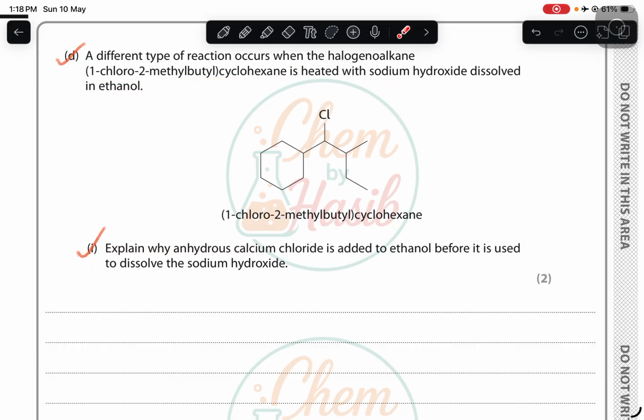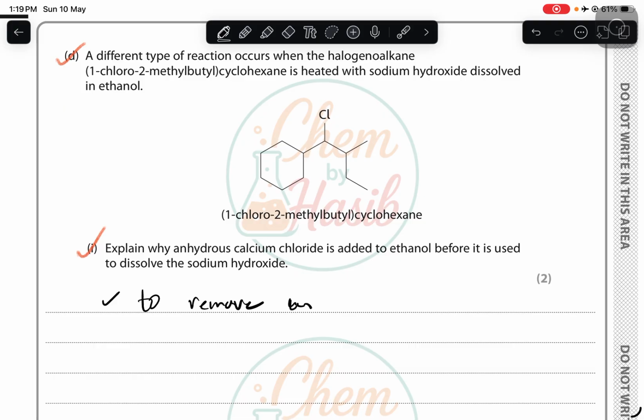Why anhydrous calcium chloride is added to ethanol before it is used? Before you're using ethanol to dissolve sodium hydroxide, right? So why is ethanol being treated with anhydrous calcium chloride? Because anhydrous calcium chloride is a drying agent, so it will remove water. So the main role of anhydrous calcium chloride is to remove water from ethanol.